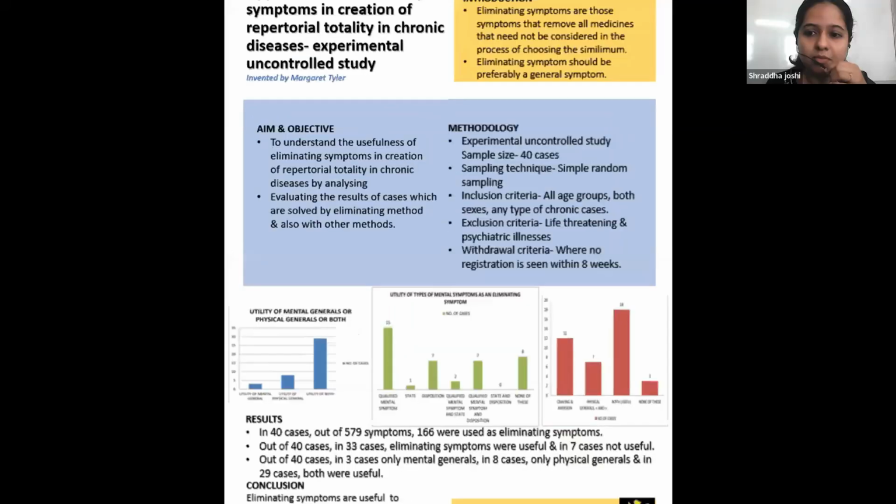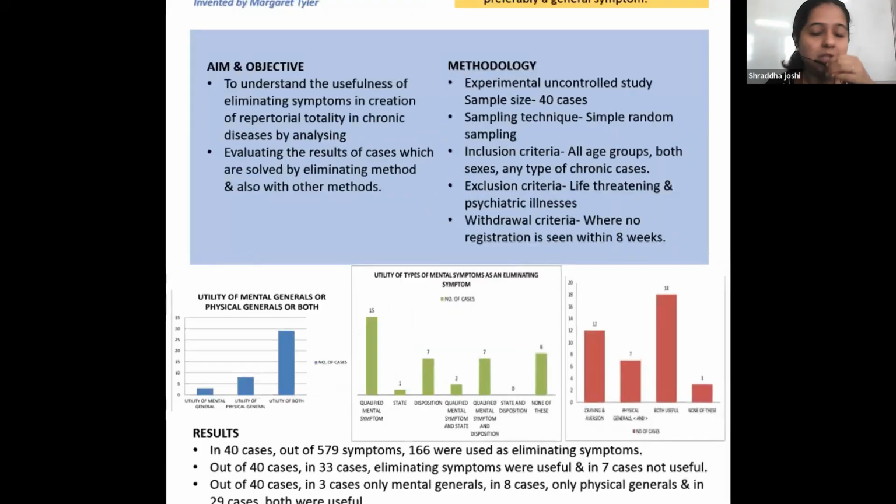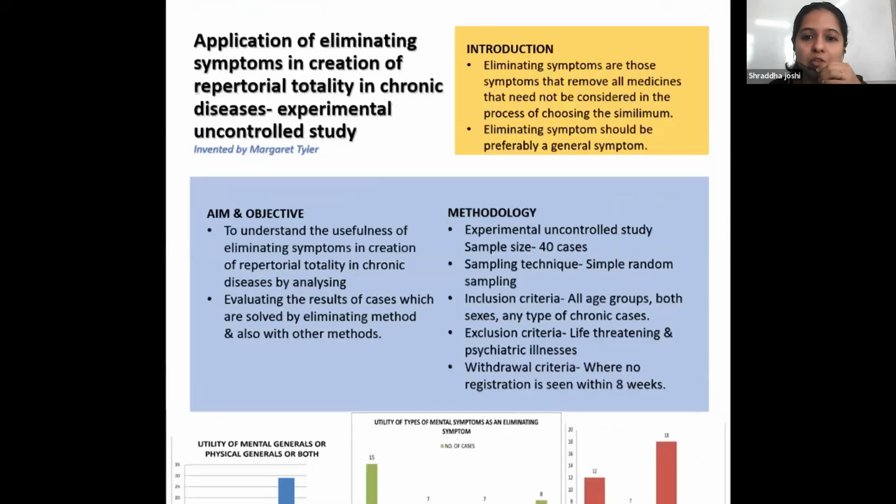Okay, ma'am. So these are the symptoms which are important for the patient. These are the most characteristic symptoms of the patient. And during repertorization, the remedies that are covered by eliminating symptoms are first taken into account and recorded, and those medicines are then matched with the other symptoms. Eliminating symptoms should preferably be a general symptom of the patient, and the most characteristic symptom of the patient.